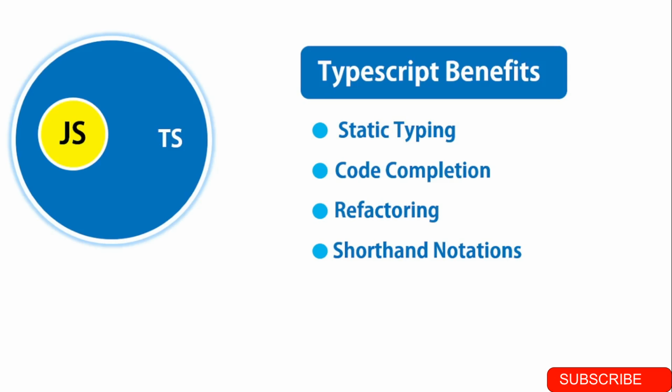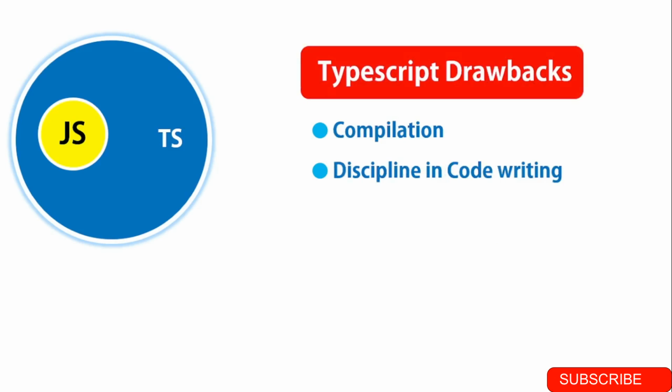So as you are trying to write, it is going to be helping you, telling you exactly what you have already written. For instance, if you have a user and you have defined some data on it, it's going to be remembering and giving you code completion. Refactoring, it can refactor your code, and you find that you're just having well-documented code. Okay? Shorthand notations, you're going to look at that as we move on.